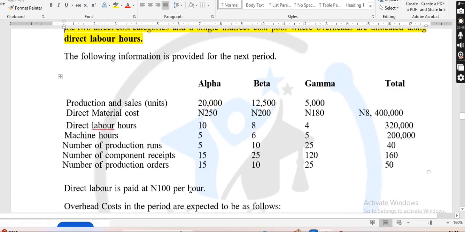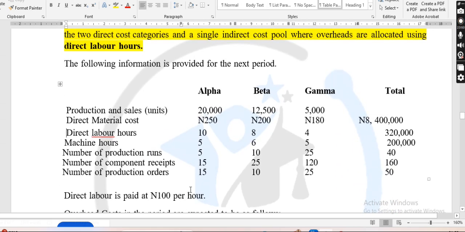Please screenshot this part quickly. Have you done that? You give me the 10 hours. They use 10 hours for the first one. They produce 20,000 units. So the second one, they use this. So you'll be giving me the figure. Have you done that? Please confirm. Are we good?